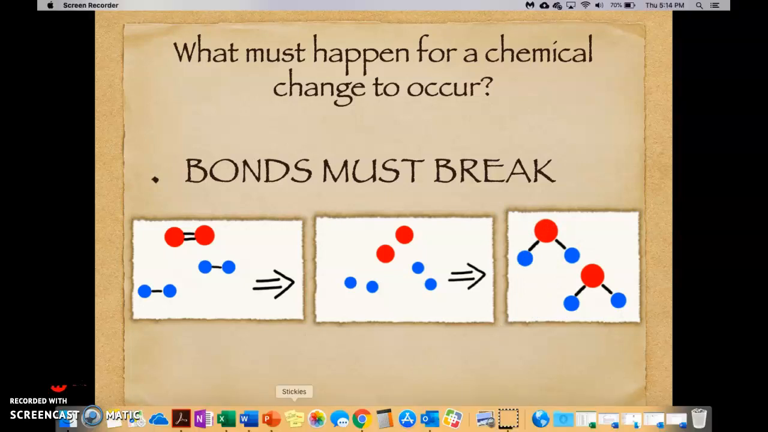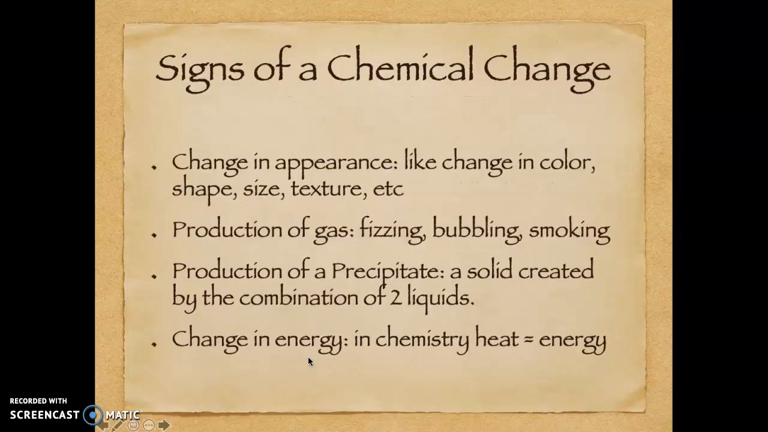Okay, so now that we know how and why a chemical change occurs, we need to think about what we can look for to know, is this a physical change or is this a chemical change? The first sign to look for is, believe it or not, just a change in appearance, but we need it to be more than just a tearing or a breaking. If there's a change of color, then that is a really good sign that there has been a chemical change. If the shape or texture or size of the substance changes, that is a good sign.